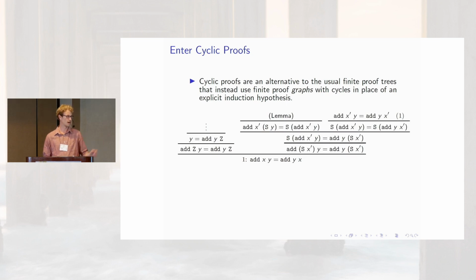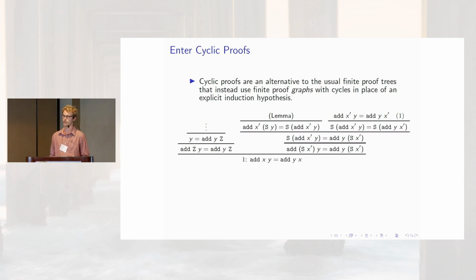So here we have a proof of the commutativity of addition. It's represented as a proof tree here, but it's to be understood as a proof graph. That's why there are some nodes which are labeled, in particular the root. And we can see in the top right-hand corner where we reference this root node 1, that's a cycle in the underlying proof graph. So instead of proceeding by induction, we just have case analysis.